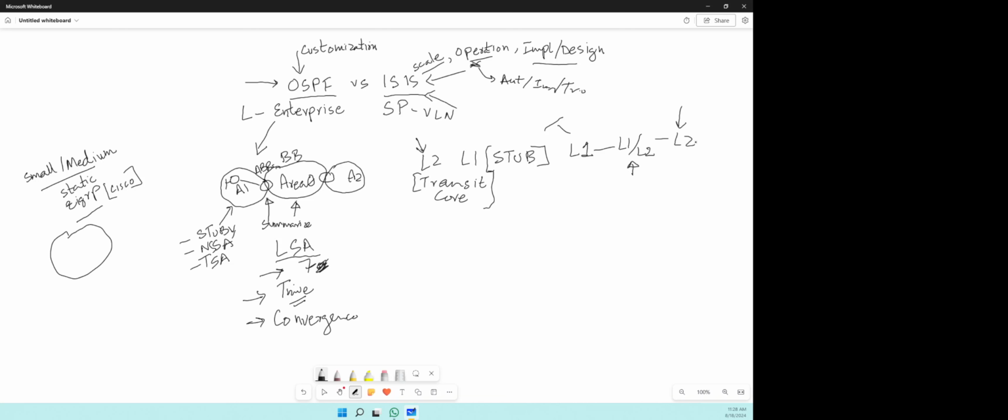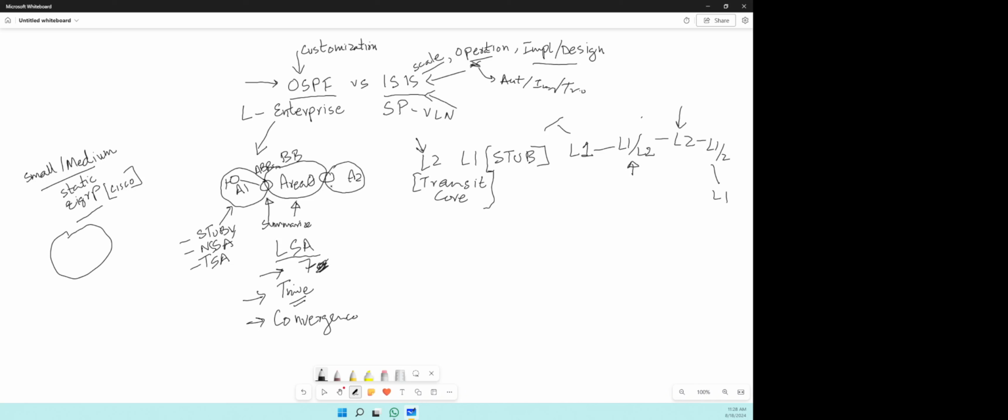You don't have to have L2 either. You can have L1, L2 talk to L1, L2, but just for example, L1, L2, and then L1. So this would be an equivalent, if you were to draw areas, this is how it's going to look. But this is your ABR, this is your ABR right here too.